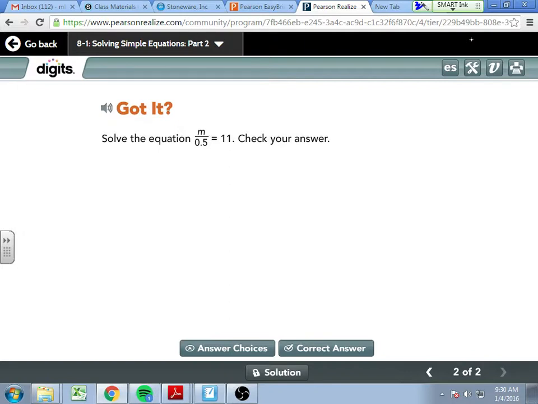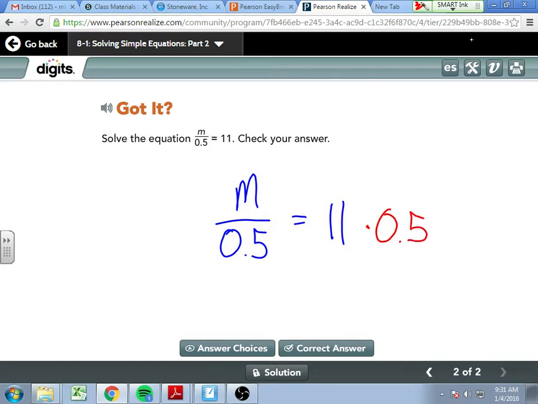Yeah. All right, Abby, what is being done to my variable here? It's being divided by what? 0.5. Yeah, it's being divided by 0.5 or 1/2. So, Karina, what can I do to undo that division here? What's the opposite of division? Multiplication, right? You would do 11 multiplied by 0.5. I agree, but can we only do it on one side? It's actually happening, and we have to show it on both sides.